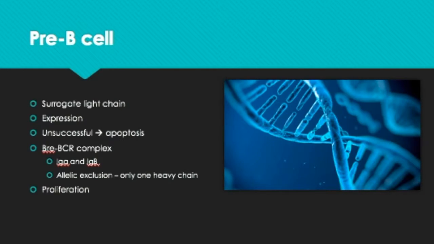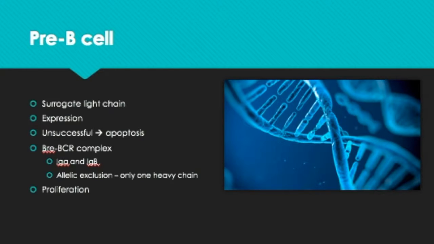The cell produces a surrogate light chain, which is a fake generic light chain that is uniform throughout the pre-B cells. It is used in place of the real light chain to determine if the heavy chain that was just produced is successful. The expression forms the pre-BCR complex. If this is unsuccessful, the cell will die.